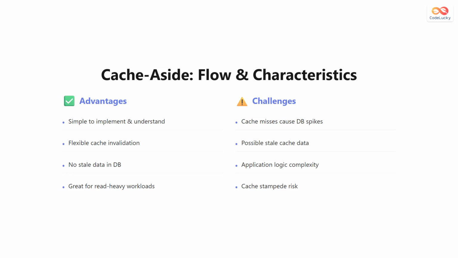The cache aside pattern has several key advantages. It is simple to implement and understand, making it a good choice for beginners. You have flexible cache invalidation strategies. The database never contains stale data because the source of truth always lives there. It works great for read-heavy workloads where most traffic is read operations. However, there are some challenges. Cache misses cause sudden spikes in database load. Cached data can become stale if not properly invalidated. The application logic becomes more complex as it manages the cache. There's also a risk of cache stampede when multiple requests miss the cache simultaneously.